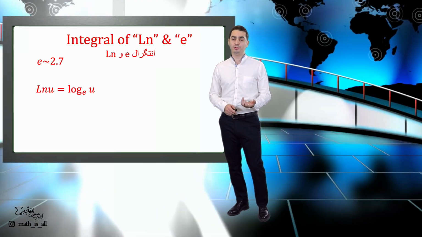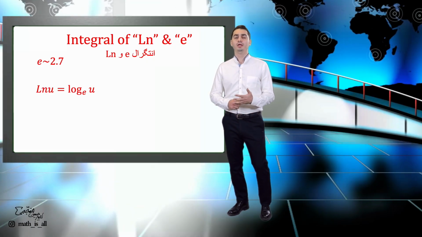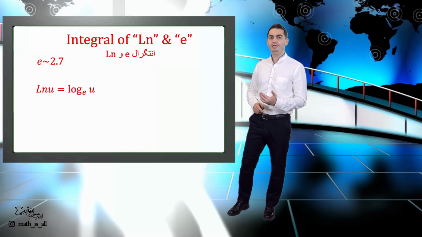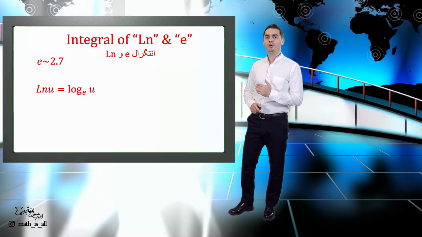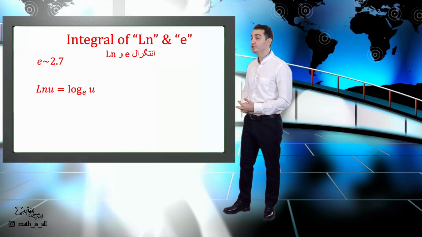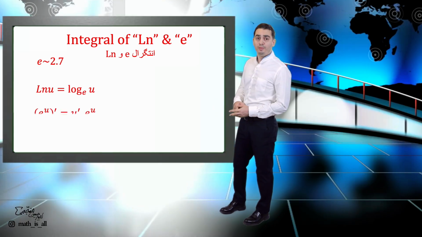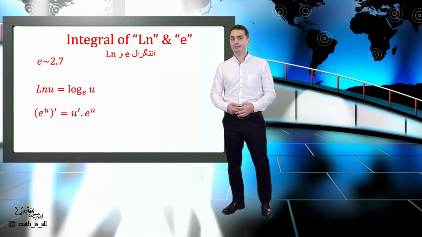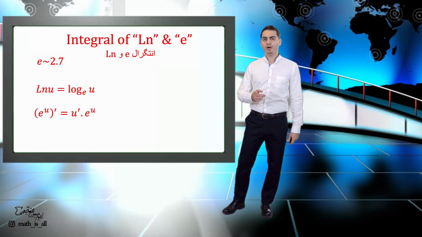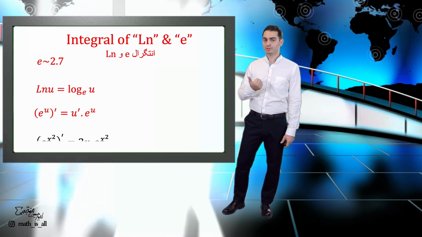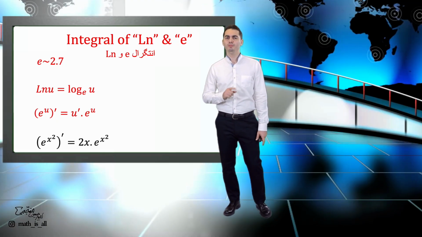You studied logarithms back in high school, didn't you? A logarithm whose base is the number e is specifically called ln. Because it's so widely used and important, it has its own special name, or it's also referred to as the natural logarithm. The derivative of e raised to a power is the derivative of its exponent multiplied by itself. This means if you see e to the power of x squared, its derivative becomes the derivative of x squared, which is 2x times e to the power of x squared.